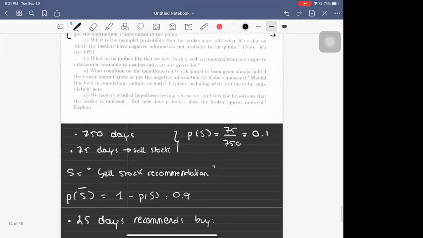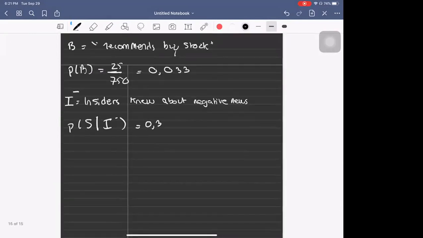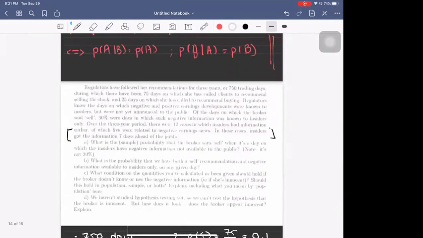So that means that the probability that insiders knew about the negative news: there are 5 times where they knew about negative news, and each time they knew it for 7 days in advance. So they knew it for 35 days out of the whole sample space, which is 750 days. The insiders knew that there was negative news about the stocks. So yeah, here we have it.